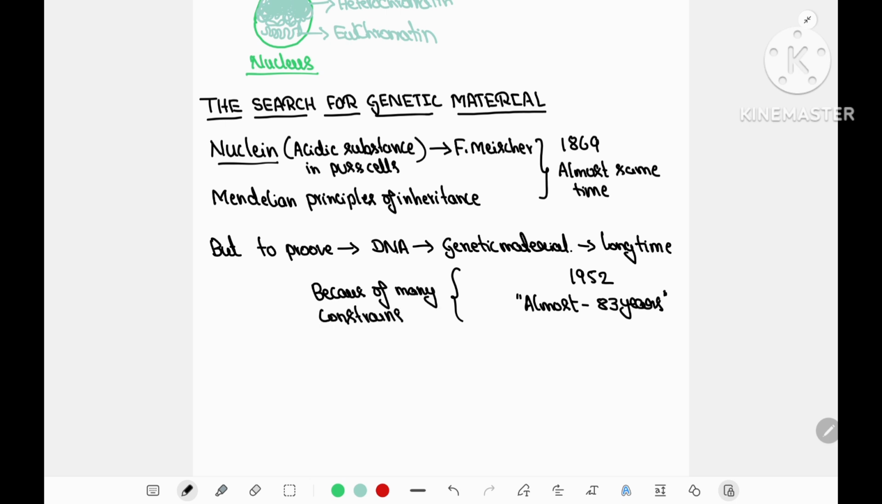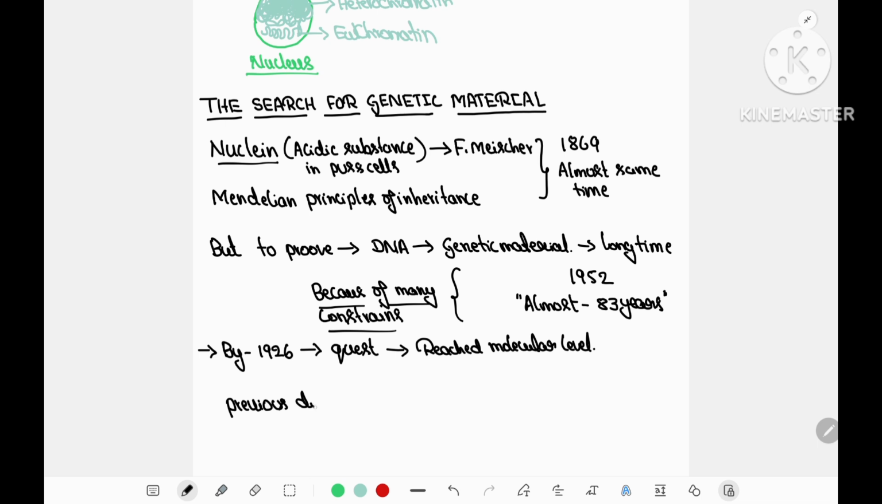It is because there were many constraints: microscopy was not advanced and there was no advanced instrumentation to prove that DNA is the genetic material. But the quest to find which molecule present in the cell is responsible for the inheritance of characters was raised by the year 1926.